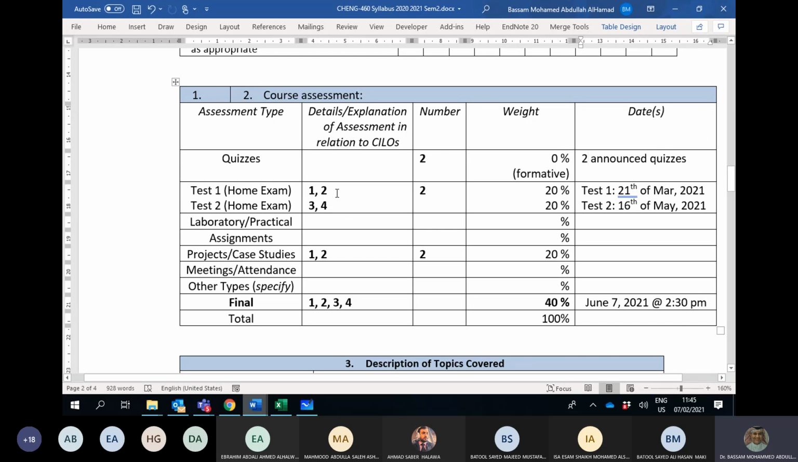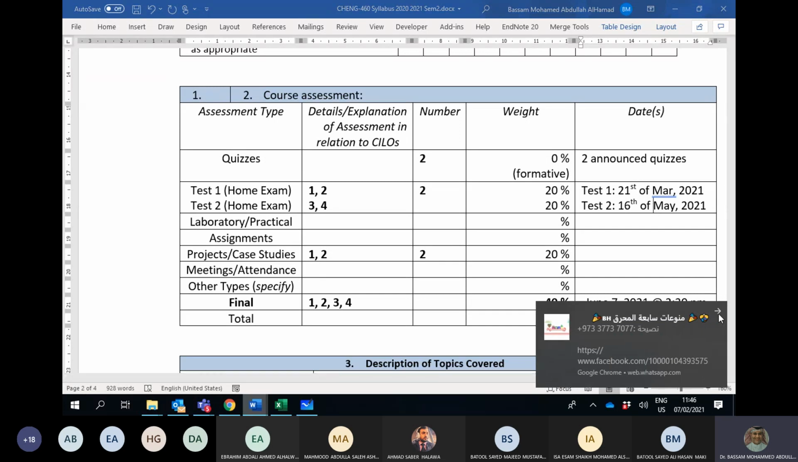The things that will have some grades are going to be test one and test two. Both tests are going to be home exams. Test one is going to be on the 21st of March, and test two on the 16th of May.